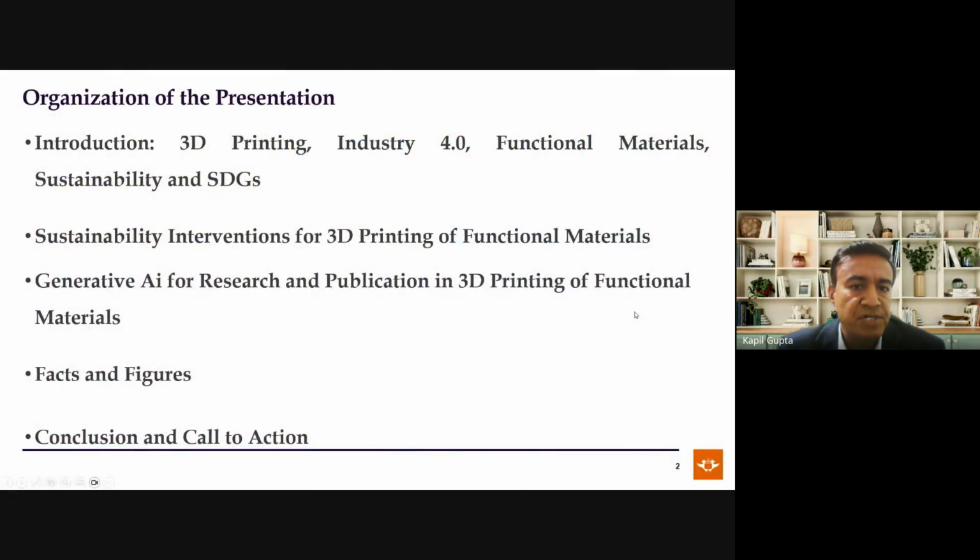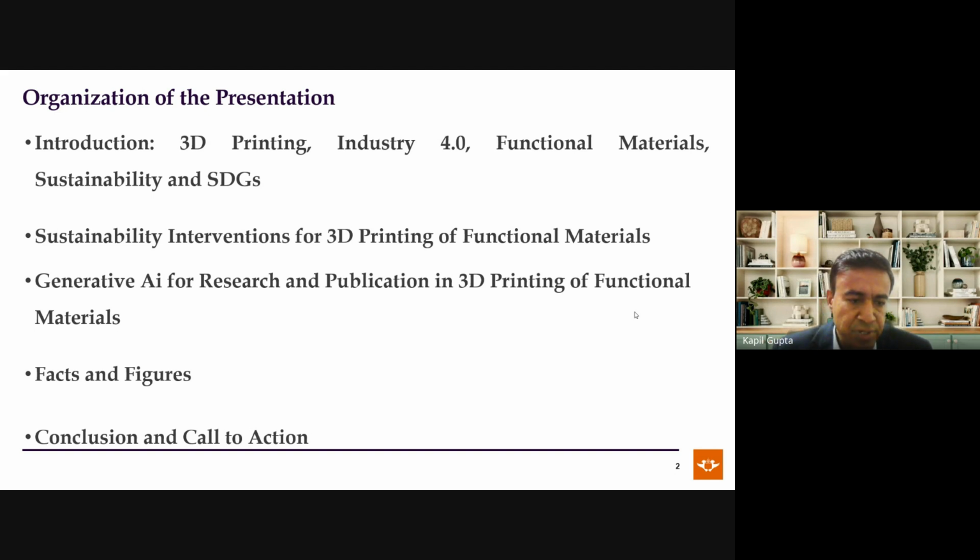So this is the organization of my presentation. It is in three parts. Number one is the introduction to 3D printing, Industry 4.0, functional materials, sustainability, and sustainable development goals. The second part is on the sustainability interventions for 3D printing of functional materials, with the help of various examples: what possible sustainability interventions could be, and how we can relate them with sustainable development goals.